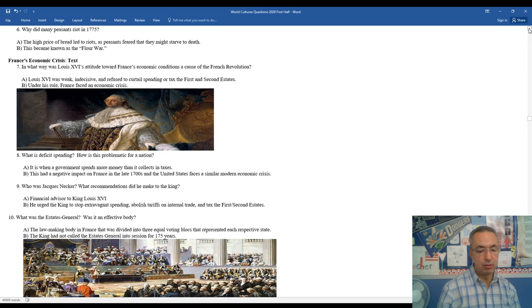He wanted him to abolish tariffs on internal trade. Internal trade would be within France itself. And he advocated taxing the First and Second Estates, which is something obviously the Third Estate would be in favor of and something that could help out with the budget deficit.